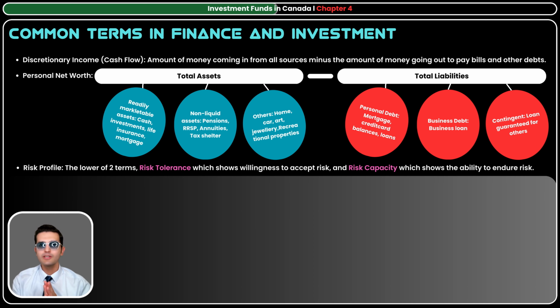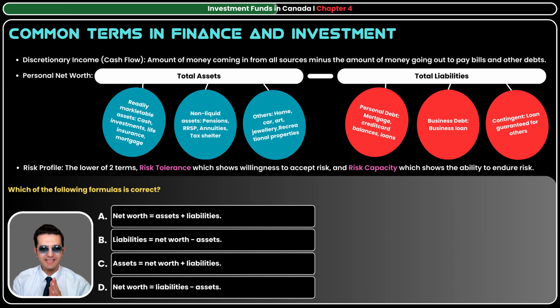This was a very good slide. What type of question may you get? Let's get to it. Which of the following formulas is correct? A, net worth equals assets plus liabilities. B, liabilities equals net worth minus assets. C, assets equals net worth plus liabilities. And D, net worth equals liabilities minus assets.